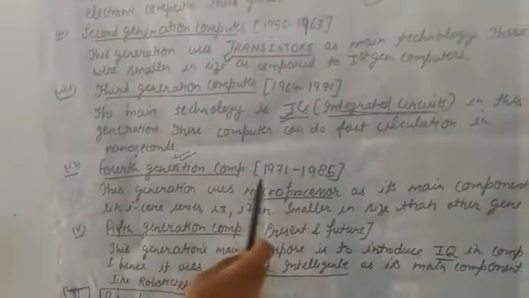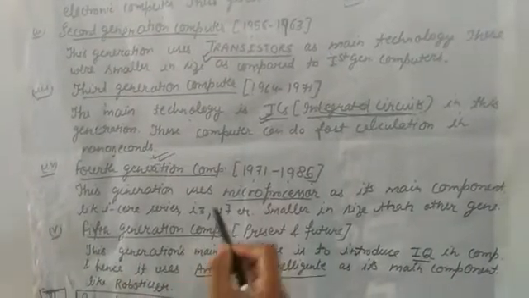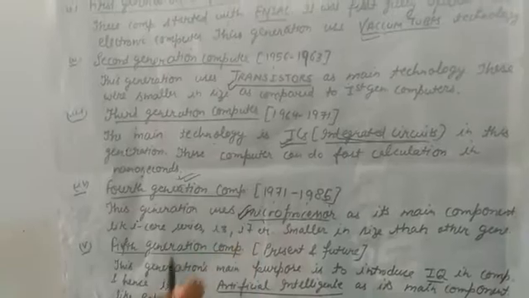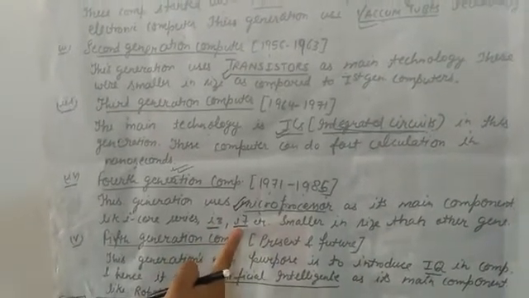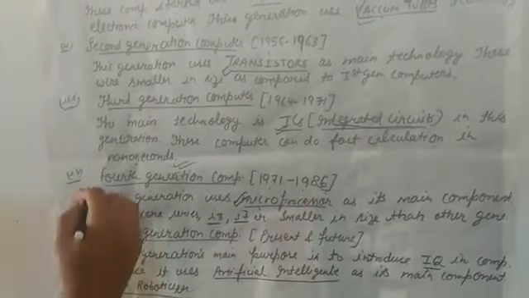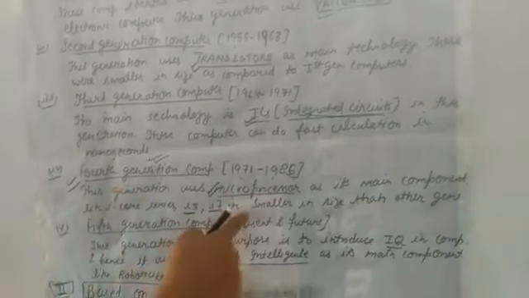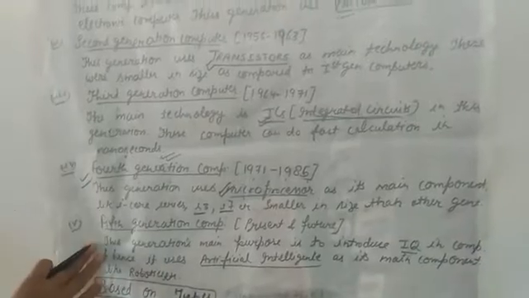Now come to the fourth generation. Fourth generation exists from 1971 to 1995. This generation uses the microprocessor as its main component or technology, as we are using right now also. In so many computers we are using i3 processor, i7 processor, and so many series of i. Those are fourth generation based computers. They are smaller in size compared to third, second, and first generation. Come to the last generation.